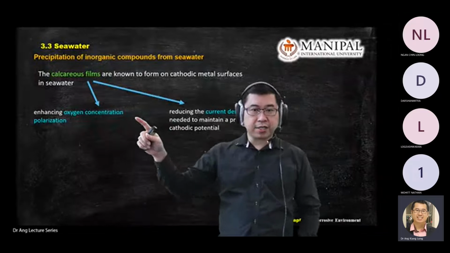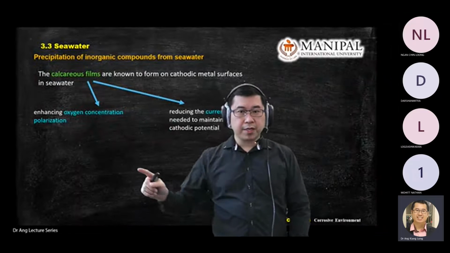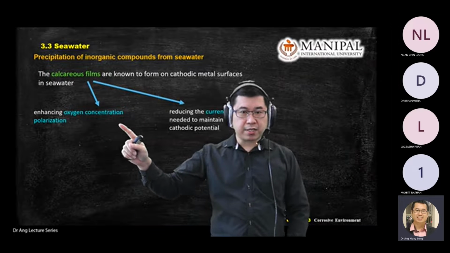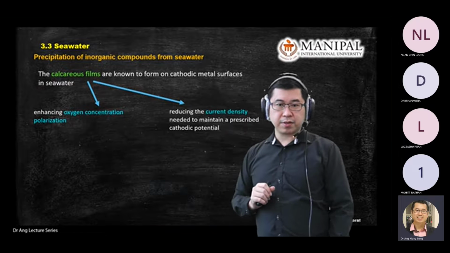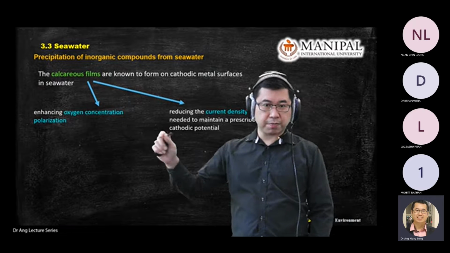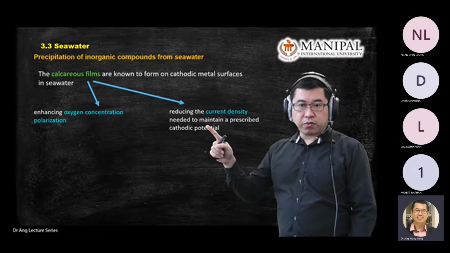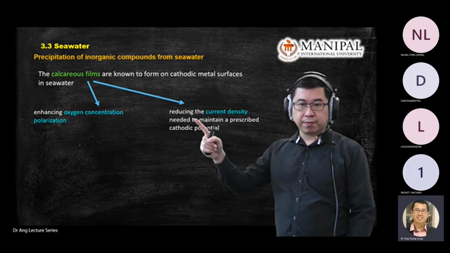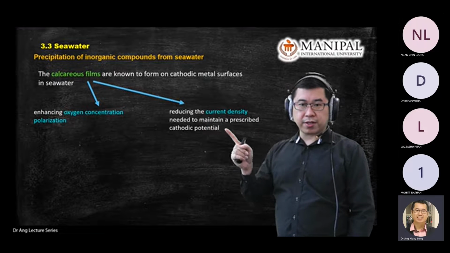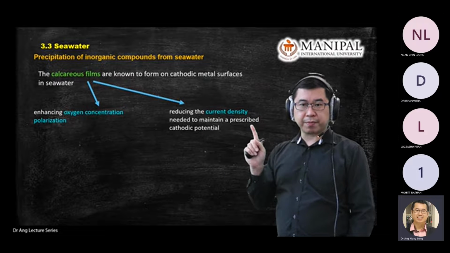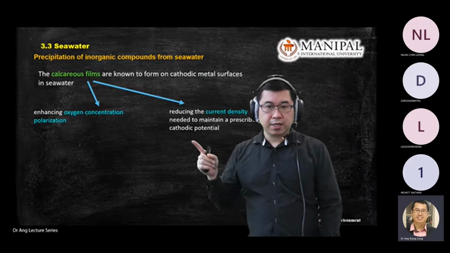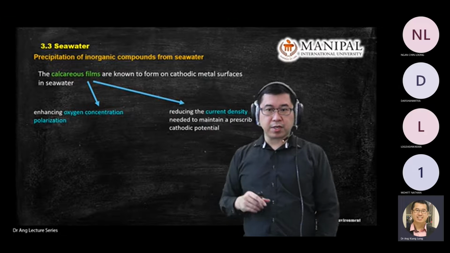So what will this flume do? It will enhance the oxygen concentration polarization. It will reduce the current density. Okay, it will reduce the current density. Now we have covered this in chapter 2 about current density. So this flume will reduce the current density.